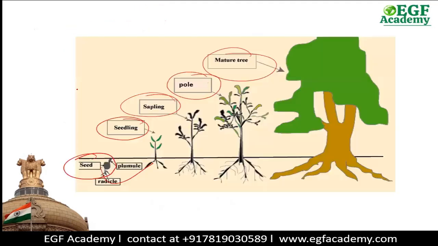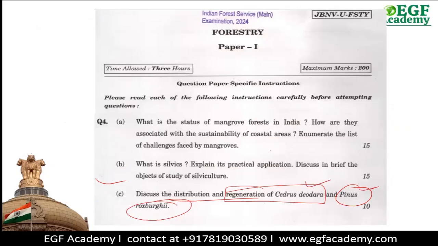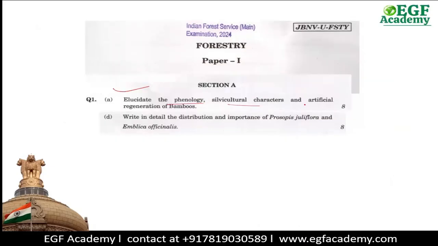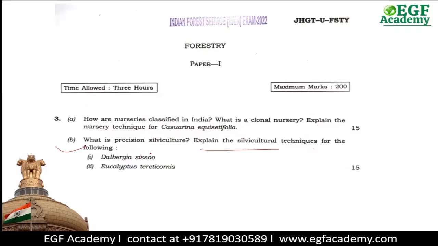Let's see some questions related to this from the previous year. Like this, discuss the distribution and regeneration of Cedrus deodara, Pinus roxburghii. So it is regeneration. That means we have to study about them in detail. Then phenology, silvicultural characteristics, artificial regeneration of bamboo. Many questions are asked on bamboo. Distribution of Prosopis juliflora, Emblica officinalis. Then distribution and regeneration of Cedrus deodara, Pinus roxburghii. Then again there is a question about Dalbergia sissoo, Eucalyptus tereticornis, all these plants.